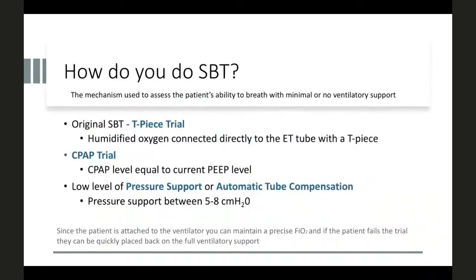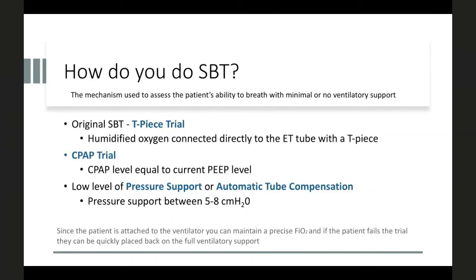How do you do a spontaneous breathing trial? It is a mechanism used to assess the patient's ability to breathe with minimal or no ventilatory support. The original option was the T-piece trial, where humidified oxygen was connected directly to the ET tube along the T-piece. Other options are when the patient is still connected to the ventilator through the circuit. You can do a CPAP trial with the CPAP level equal to the current PEEP level, or you can provide a low level of pressure support, or you can go for automatic tube compensation.